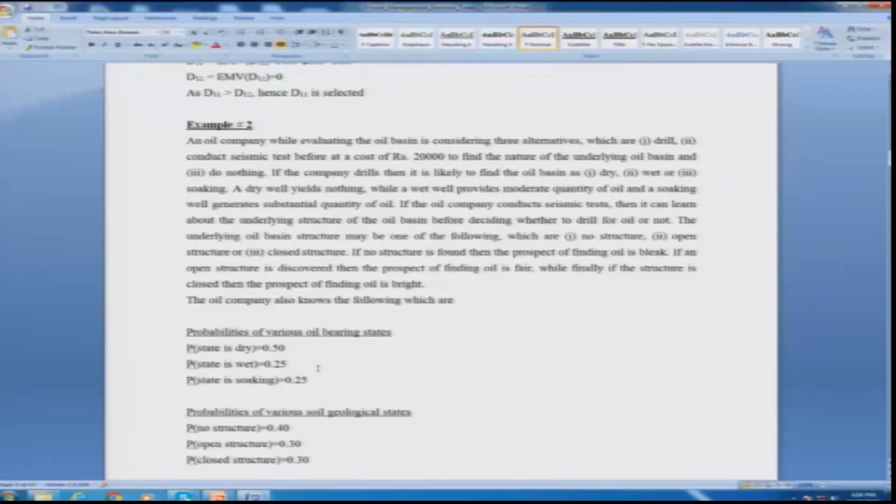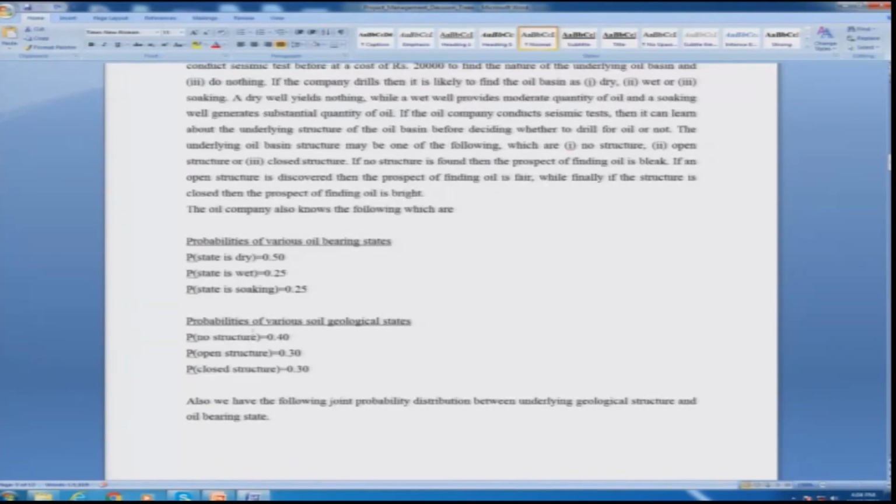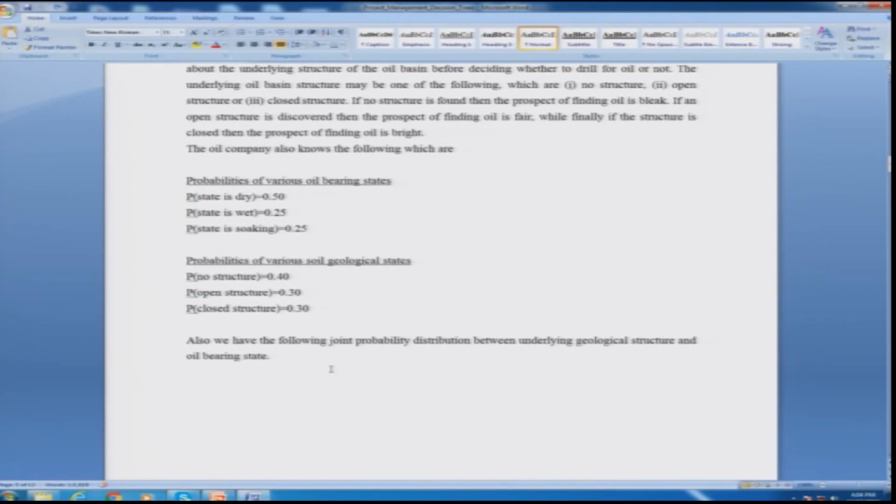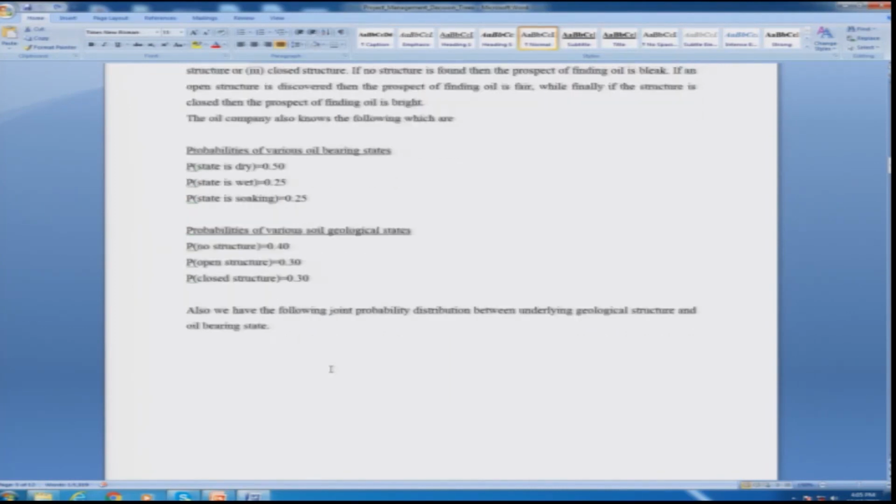So, here are the values. P means probability. The probability that the state is dry is 50%, wet is 25%, soaking is 25%. So, if you add them all up it is 1, as it should be. Then I go to the probability of geophysical structure or geological states. No structure 40%, open structure 30%, closed structure 30%, again the sum is 1 as it should be. Also we have a joint probability or conditional probability based on different types of oil bearing states and geological structure. That means I am trying to find out the conditional probabilities: depending on one having occurred, the other may occur or vice versa.